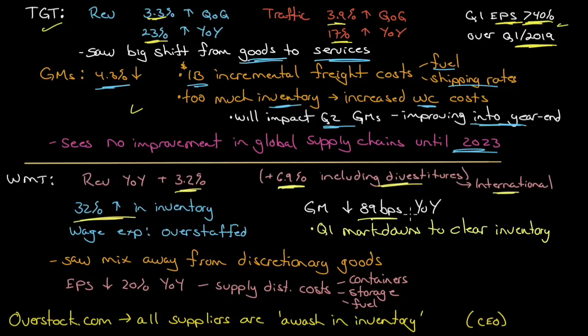Gross margins down 89 basis points year over year. And they used markdowns in Q1 to clear inventory, and that's where you got the hit to gross margins, because they were clearing their inventory. You're not going to maintain your margins with markdowns, right? You got to clear this off.